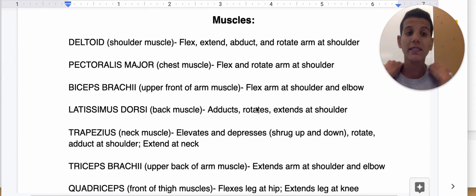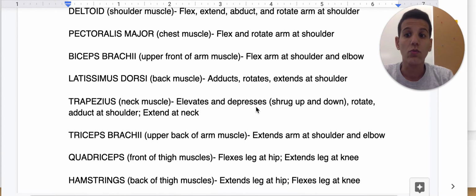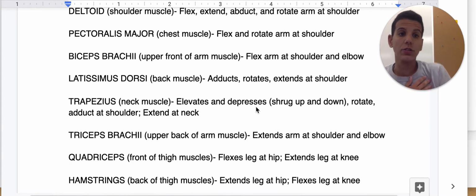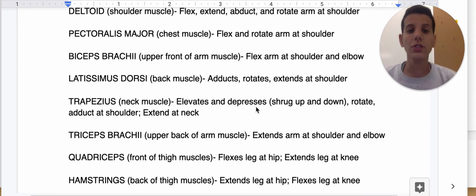The trapezius, that large neck muscle, allows you to shrug your shoulders up and down. Fancy word is elevate and depress. Rotate and adduct at your shoulder, so you're able to rotate, and then adduct, bringing it in, and allows you to move your neck and extend your neck back. Okay.